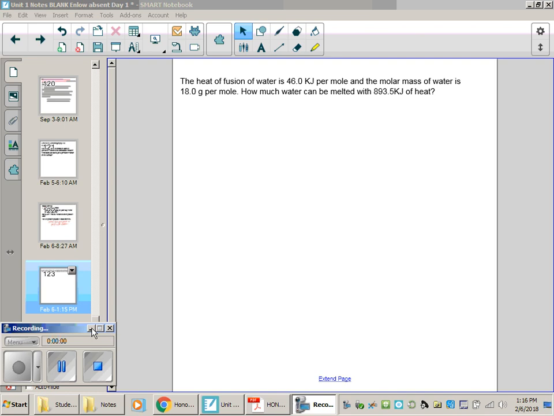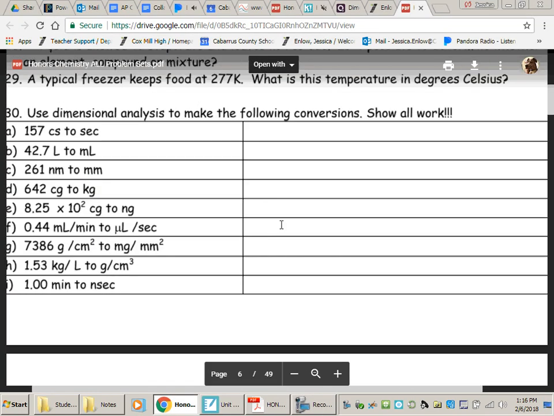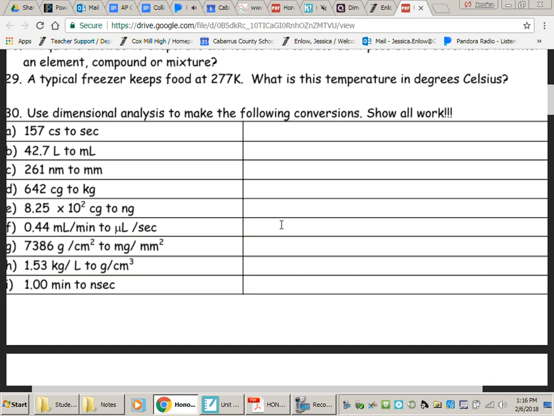About sig figs real fast so that everyone is 100% clear. So going back to where you guys are, that doesn't work, does it? Going back to where you're on 30, how do you know how many sig figs to record on all of these?